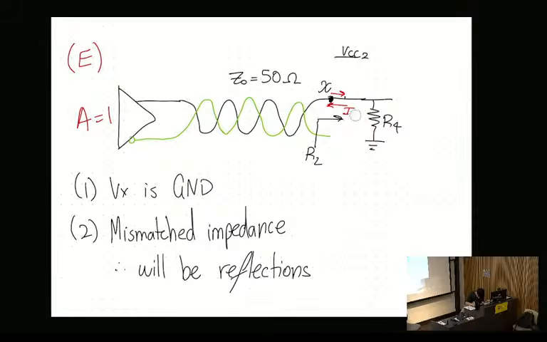So for A equals 1, the direction here is going to be into the node. So Ix, and then we can just ignore RL. And then we also have the same thing for this one, where current is being driven.